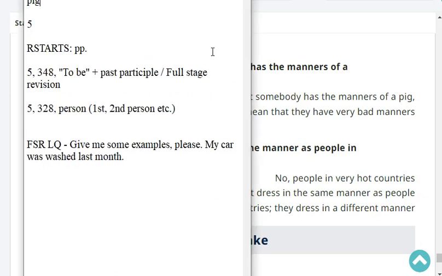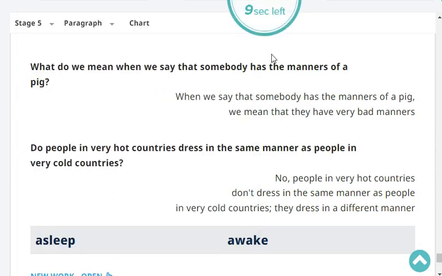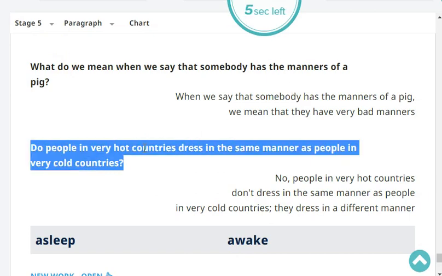Do people in very hot countries dress in the same manner as people in very cold countries? No, people in very hot countries. Okay, but we can't finish that anymore, so we stop there.